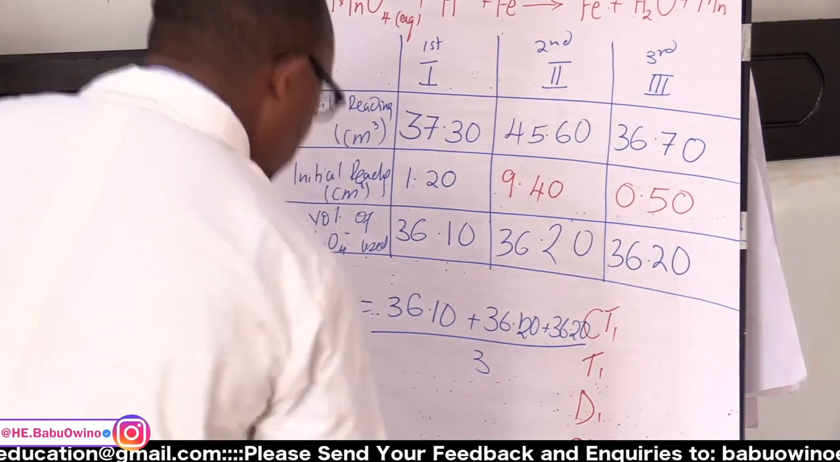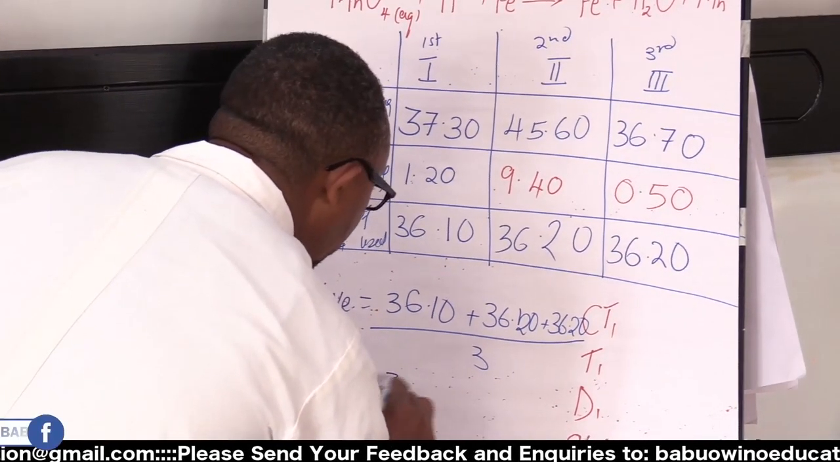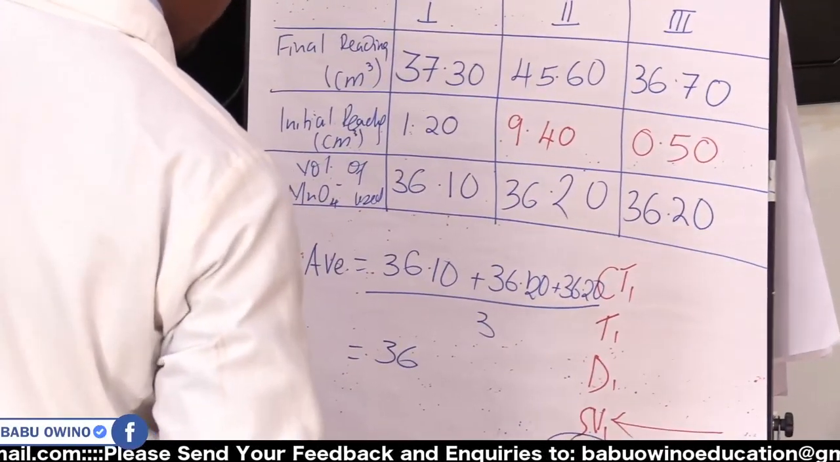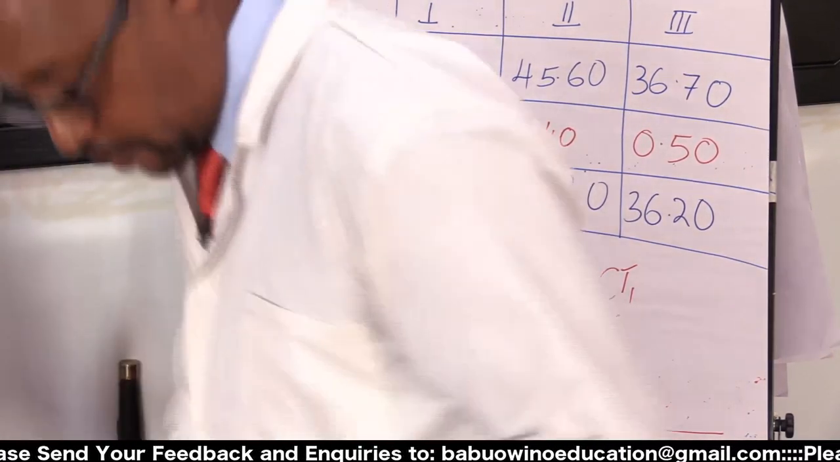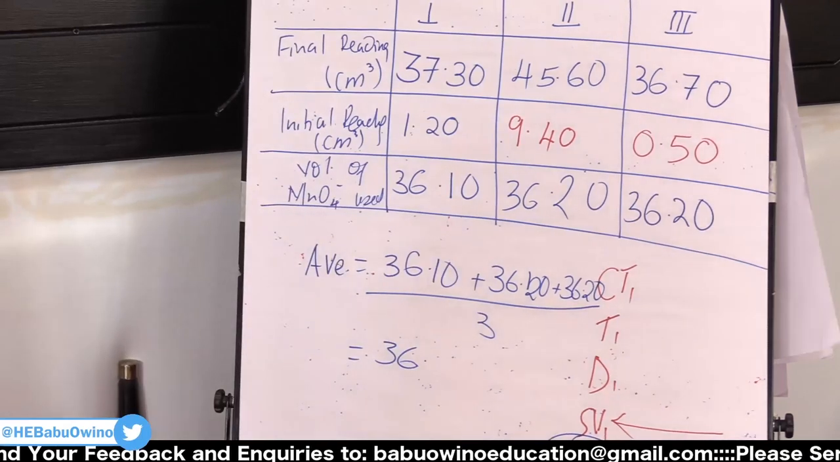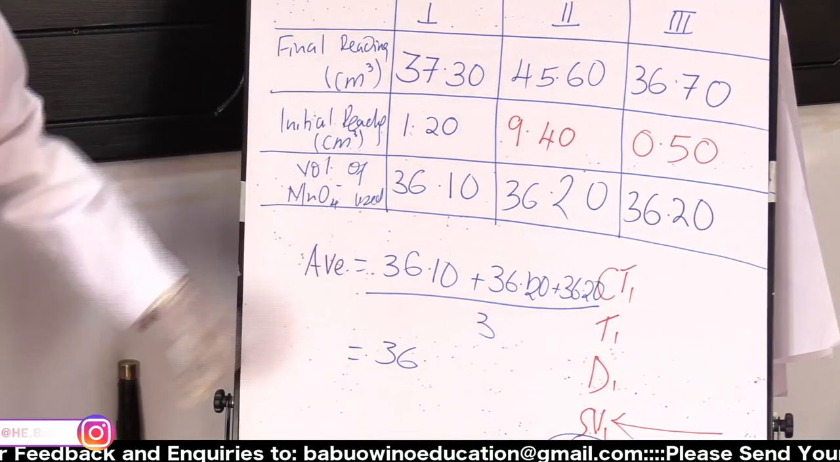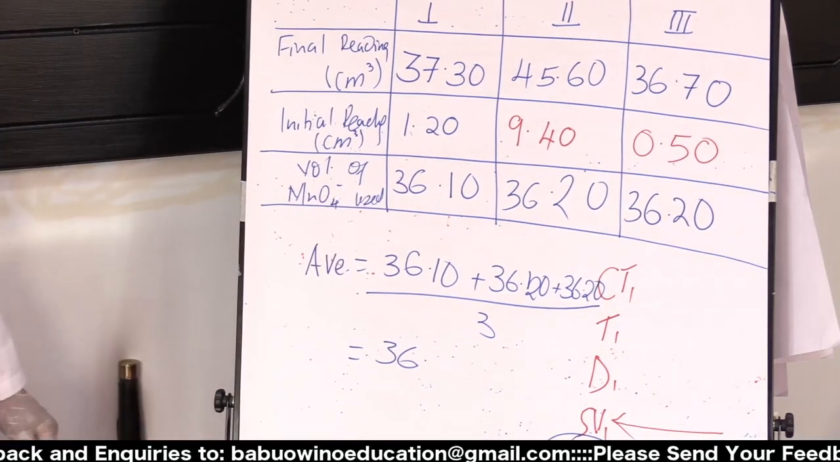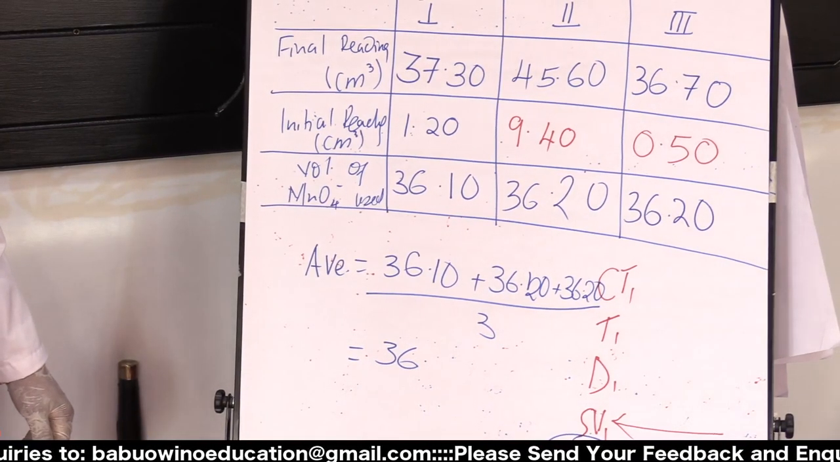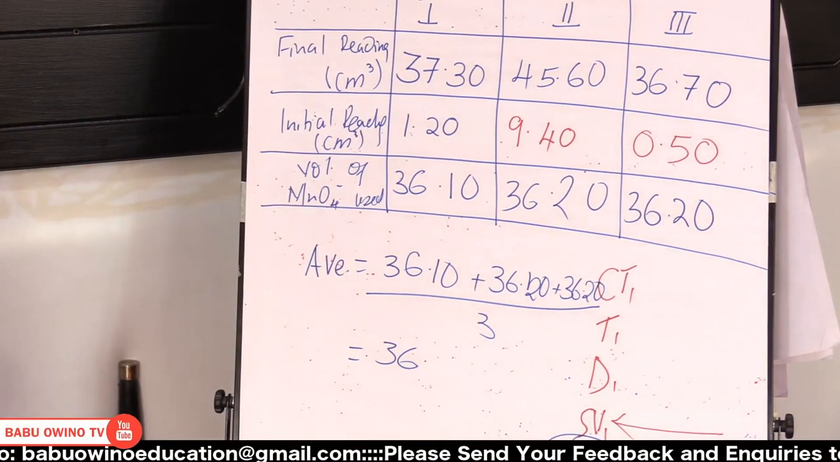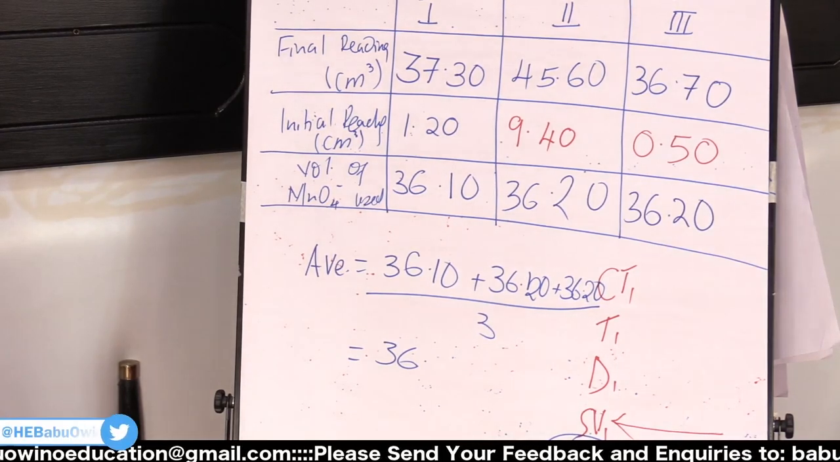If you have a calculator, it will be 36 point what? Let me use my calculator. Let me use my phone. But work it out meanwhile. 0.15, eh? Yeah? 36.15. It can't be 1.5. Let me see.